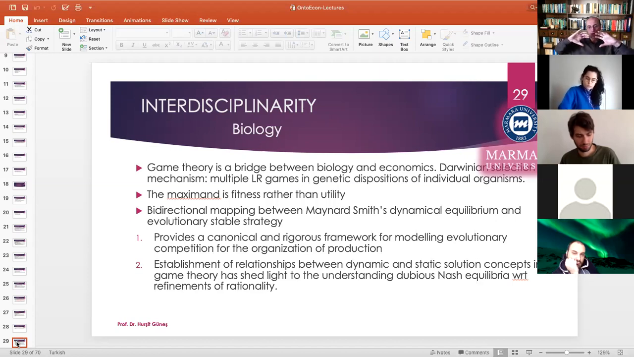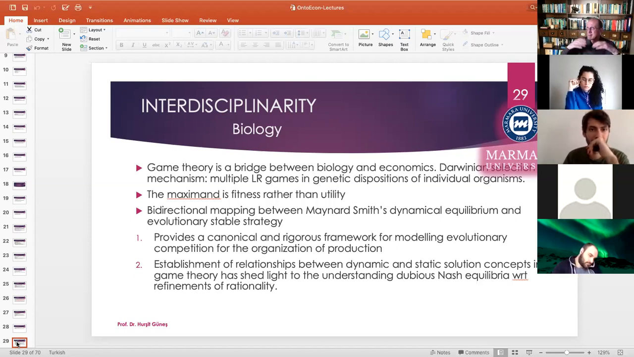So this is a combination of the two, and this provides us a canonical framework. Canonical means about the church, about the laws of the church, the laws of the papacy, for example. I mean, not religious laws, but rules given by the church. And rigorous, you know what rigor is, framework for modeling evolutionary competition for the organization of production.